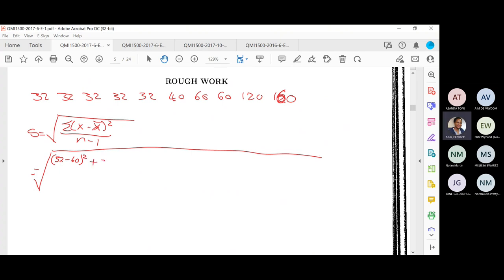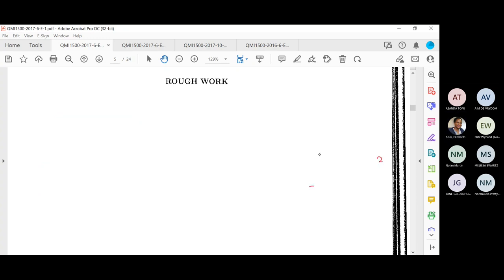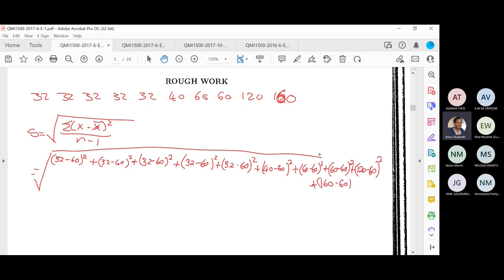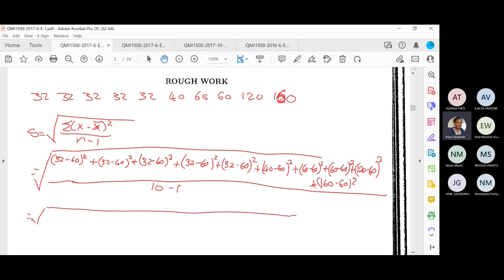So we need to say 32 minus 60 squared, plus 32 minus 60 squared, plus 32 minus 60 squared, plus 32 minus 60 squared, plus 32 minus 60 squared, plus 40 minus 60 squared, plus 60 minus 60 squared, plus 60 minus 60 squared, plus 120 minus 60 squared, plus 160 minus 60 squared, everything divided by 10 minus 1. So we need to go and solve the equation. Let's do that.